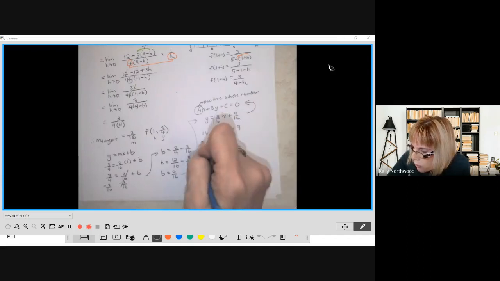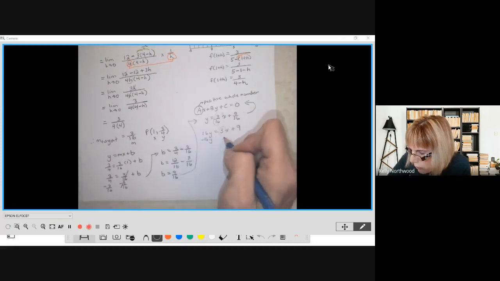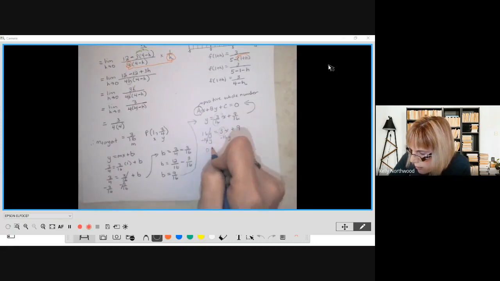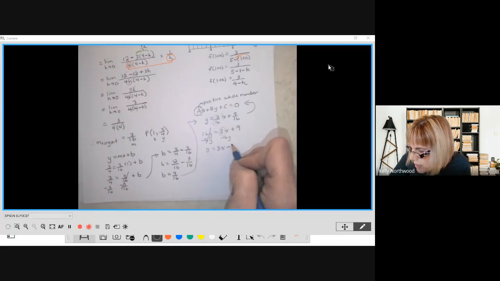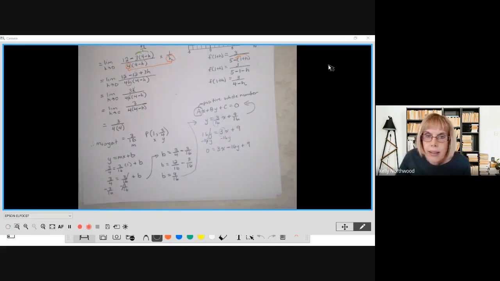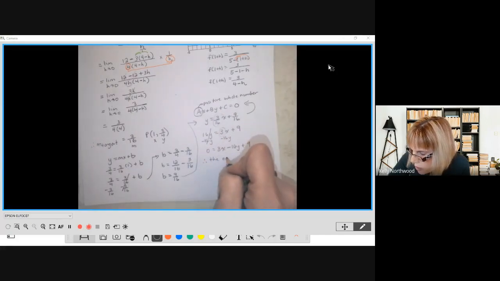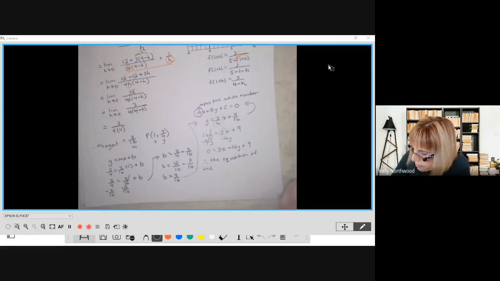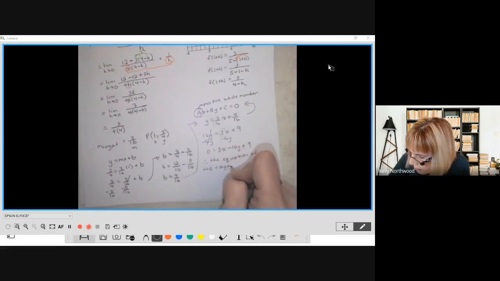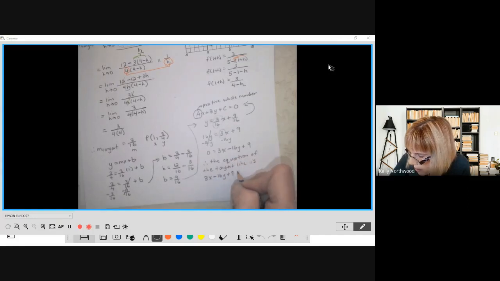And then A has to be a positive whole number, which it is. So I'm going to subtract 16y from both sides. And I'll fit it in so it looks like this pattern here. So I've got my 3x minus 16y plus 9. And then my therefore statement. Therefore, the equation of a tangent line is, and I'll switch sides here, 3x minus 16y plus 9 equals 0.